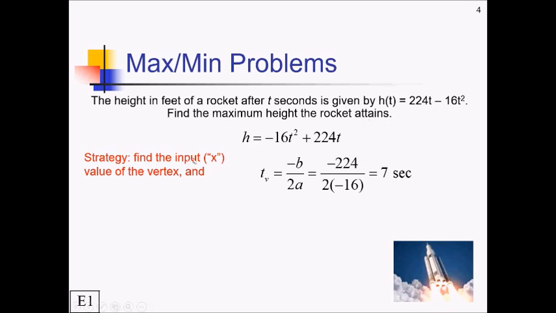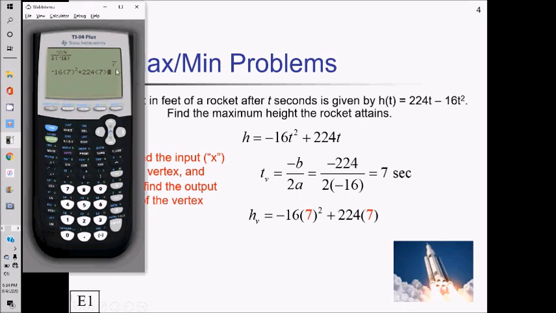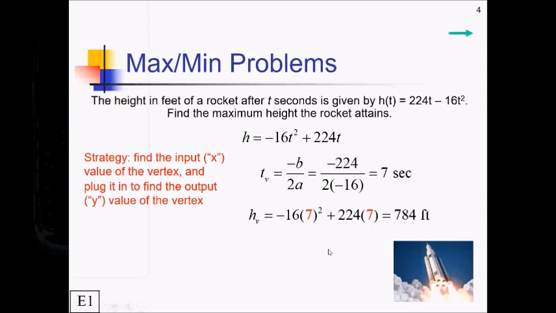So this is going to be our general strategy too. We're going to plug the x value we just found of the vertex into the original function to find the output value of the vertex, the y value, if you will. So in this case, we're plugging 7 into h of t, so that's 224 times 7 minus 16 times 7 squared. Or you can use this rewritten one where the quadratic term comes first, either way. And then let me plug that in the calculator. So plugging that in off camera and pressing enter yields a value of 784, and that's feet, the units in the problem, so 784 feet is the maximum height this rocket attains.